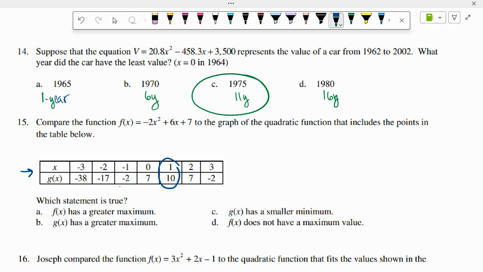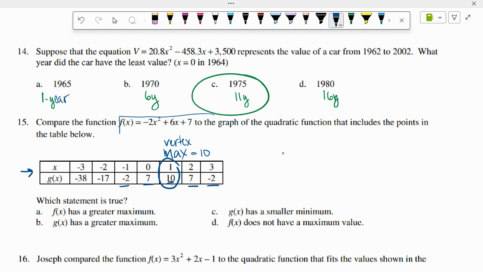How do I know that? Because my y values are starting to repeat, right? Do you notice that this is the maximum? Because positive 10 is the highest that it goes. So right here is your vertex. It has a maximum of 10.